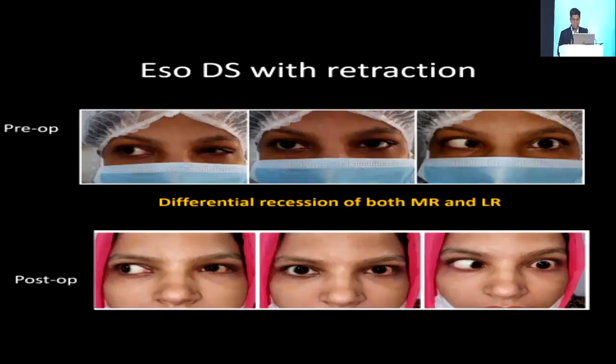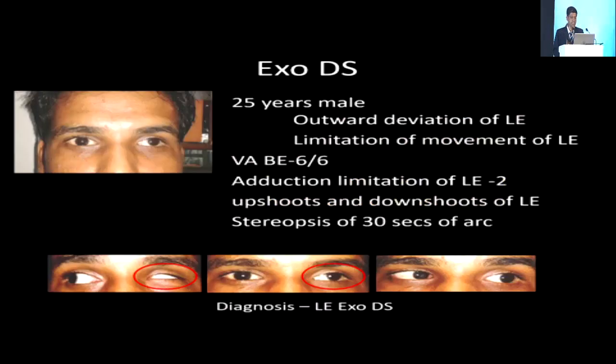This was a child with esodwans, a small angle eso, but with retraction. So in this case, we had to do differential recession of both the medial and the lateral rectus. The medial rectus was recessed to correct the esotropia, and the lateral rectus was recessed to manage the retraction. That is essential if there is retraction in a case of esodwans. Otherwise, as I mentioned, you're going to land up with an exotropia in primary gaze or a synergistic divergence.